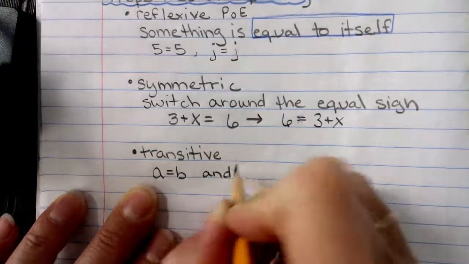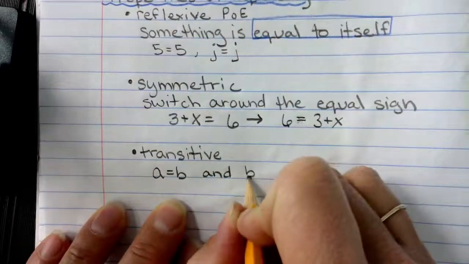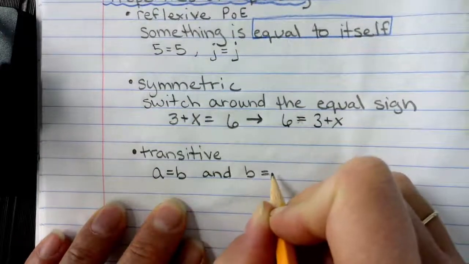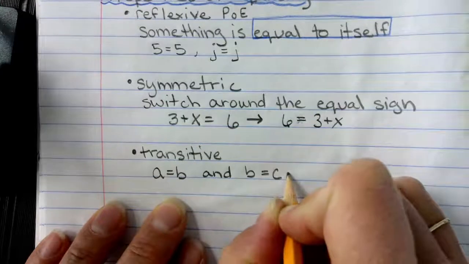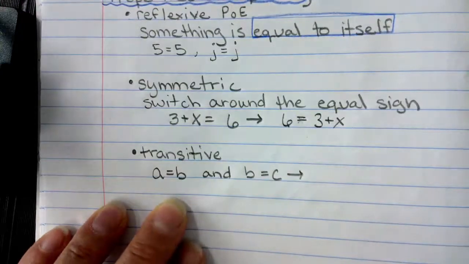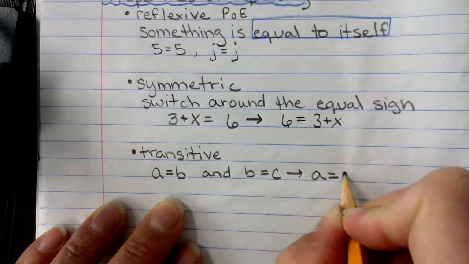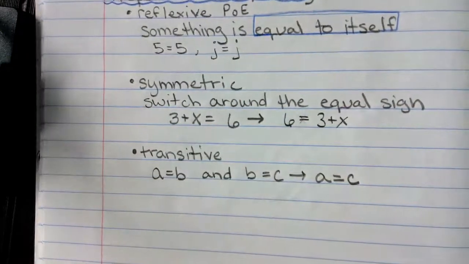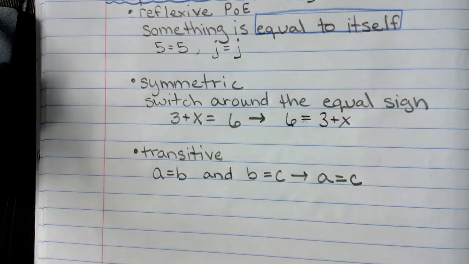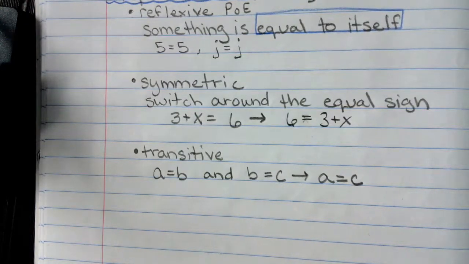Okay, then if A is equal to B, and we know B is equal to C, we know in the end we can do that transition. We can start at the beginning, the A, and that leads us to the end, C. That should look a little familiar from chapter 2A.